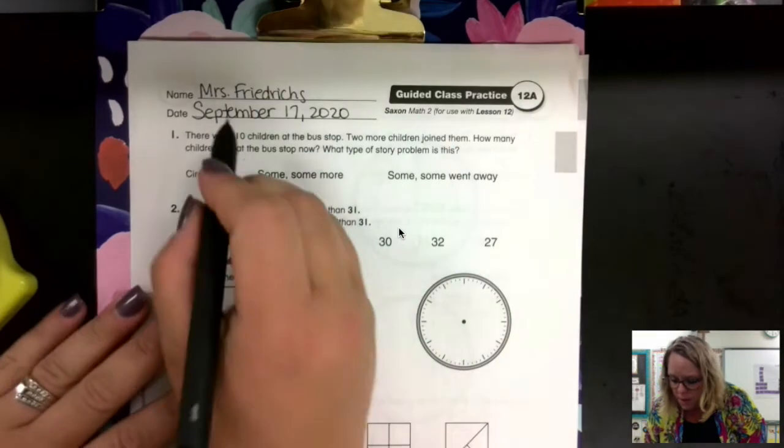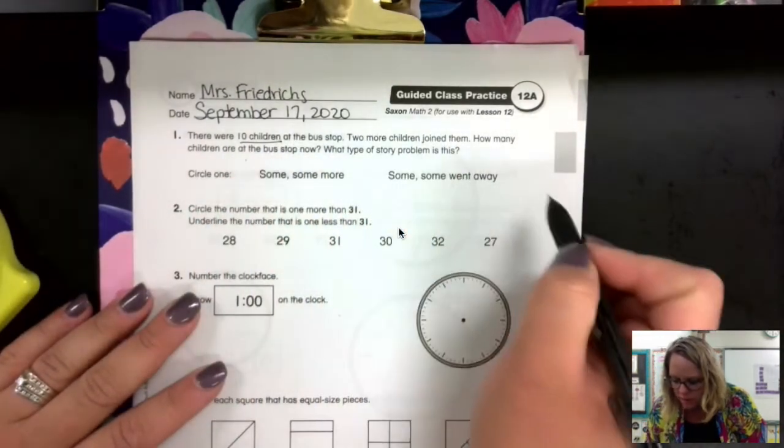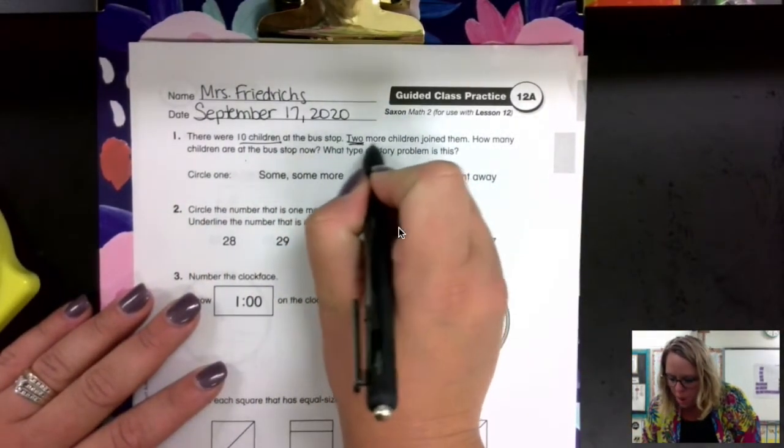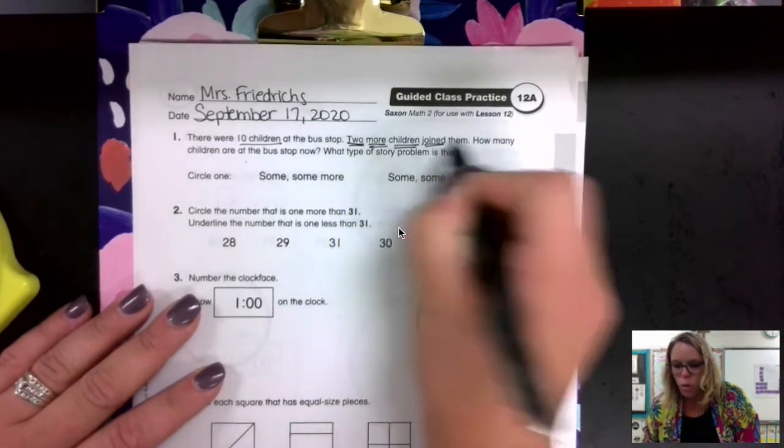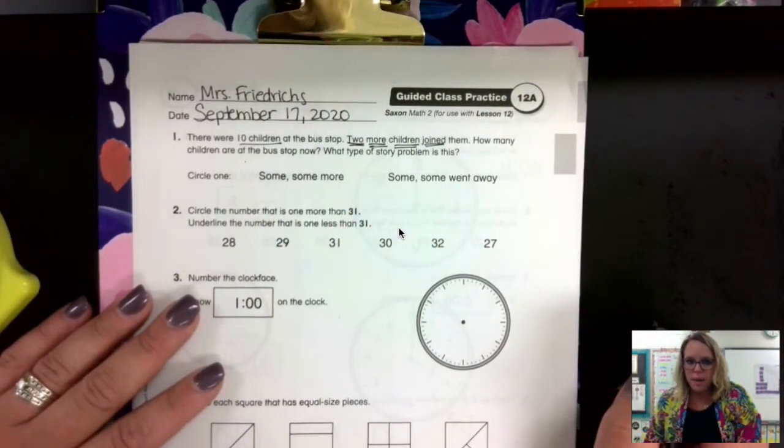Okay, so let's take a look. There were 10 children at the bus stop. 2 more children joined them. How many are on the bus stop now?